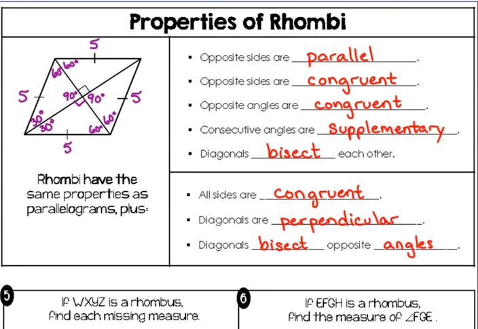Opposite angles are still congruent. So if the one in the top left is 60 and 60, then the one in the bottom right is going to be 60 and 60. And the same thing for the top right. It's going to be the same as the bottom left. Opposite angles are congruent. And consecutive angles are supplementary. If I add up 30, 30, 60, and 60, I'm going to get 180. Okay, so those are all from either the properties of parallelograms or specifically the properties of a rhombus.